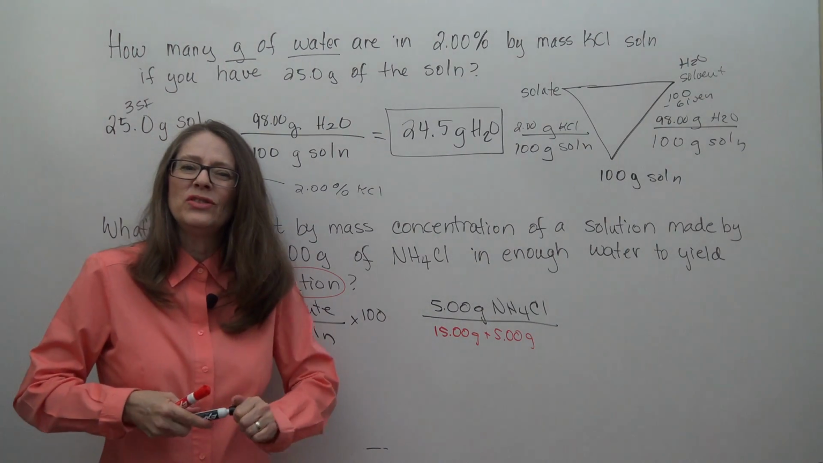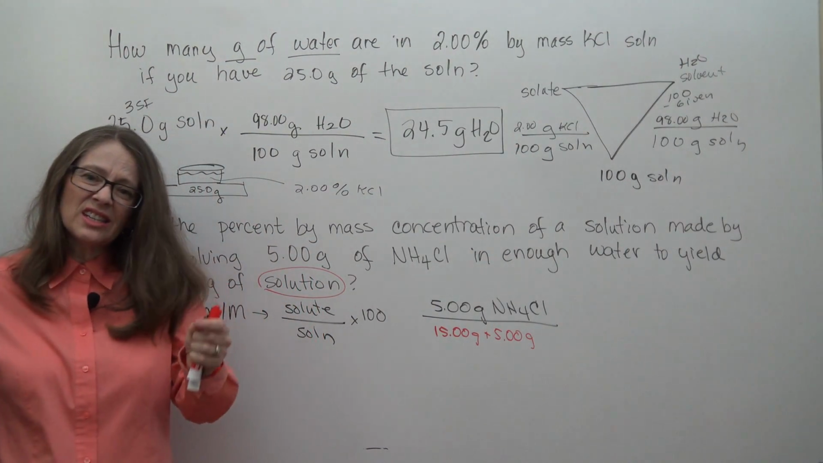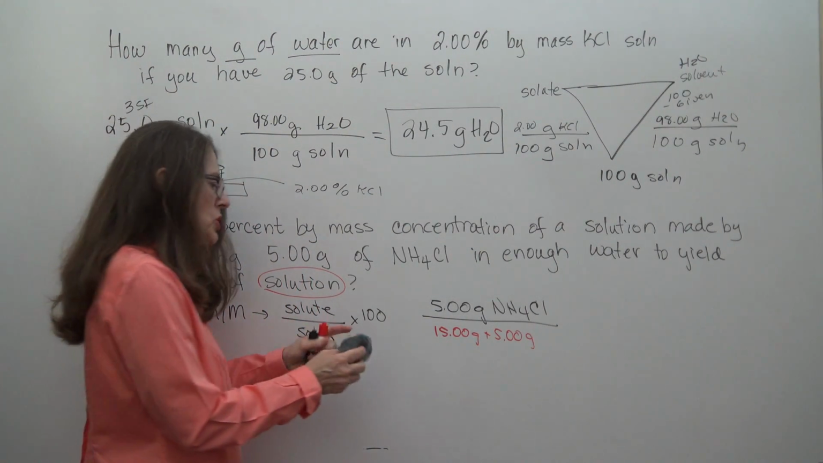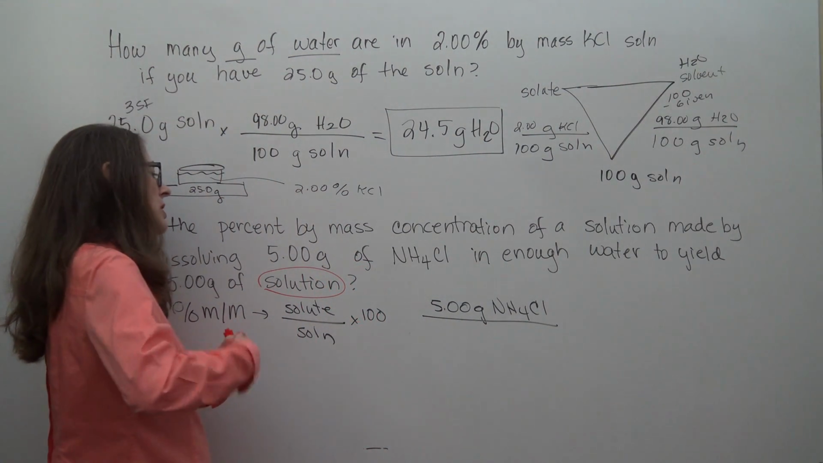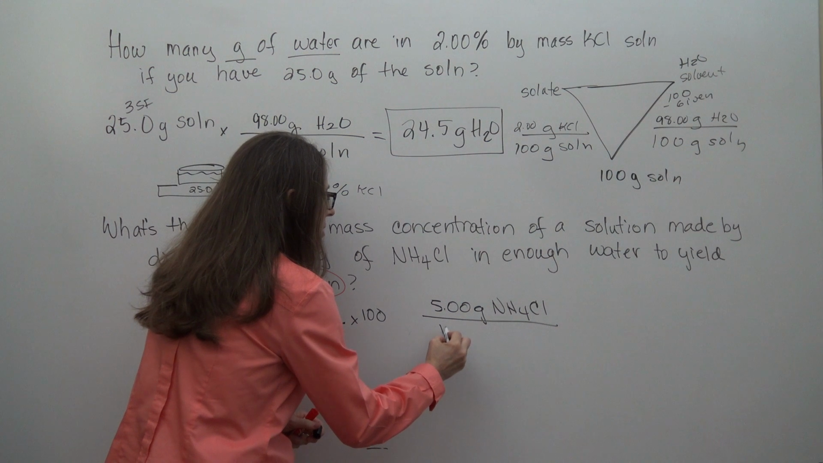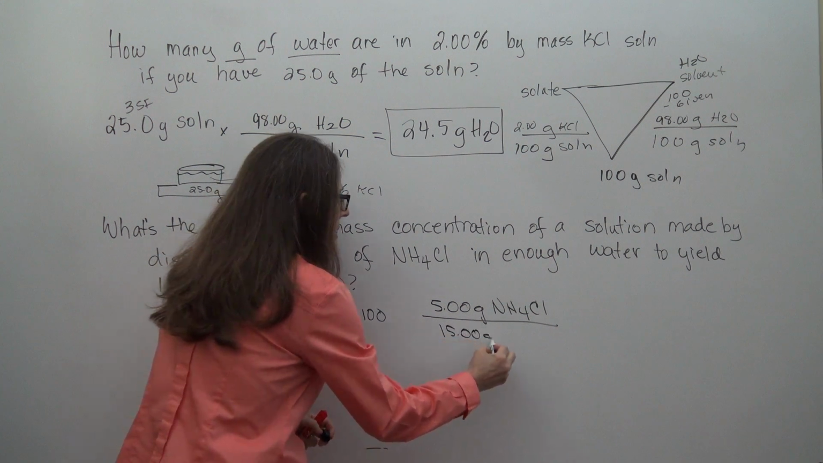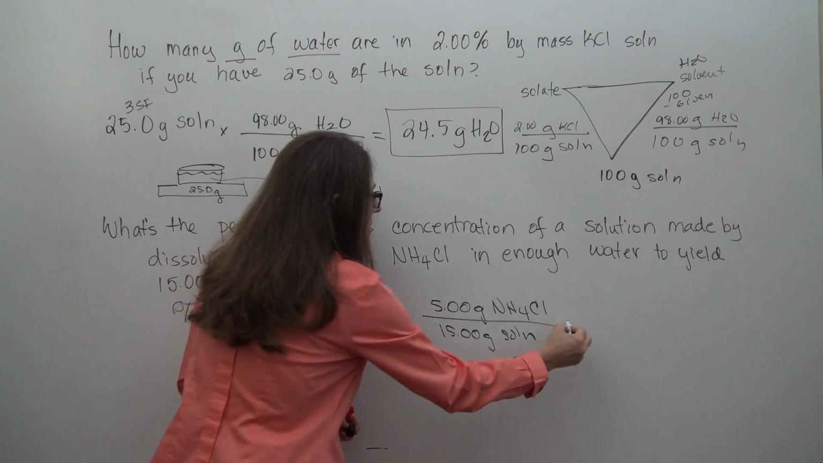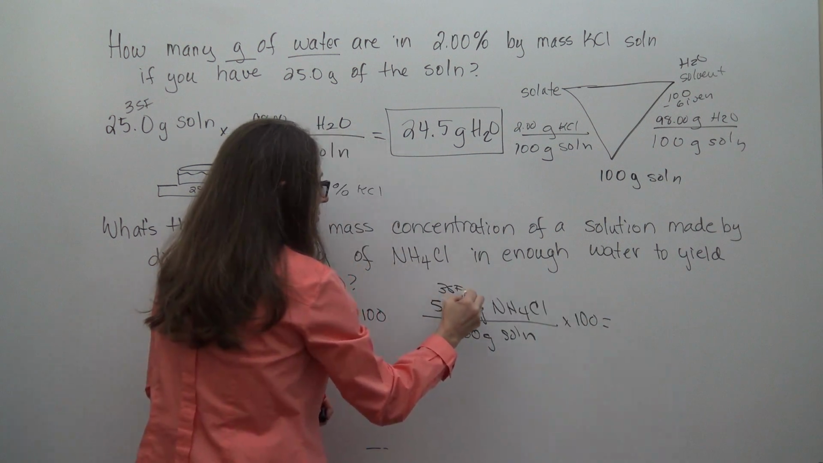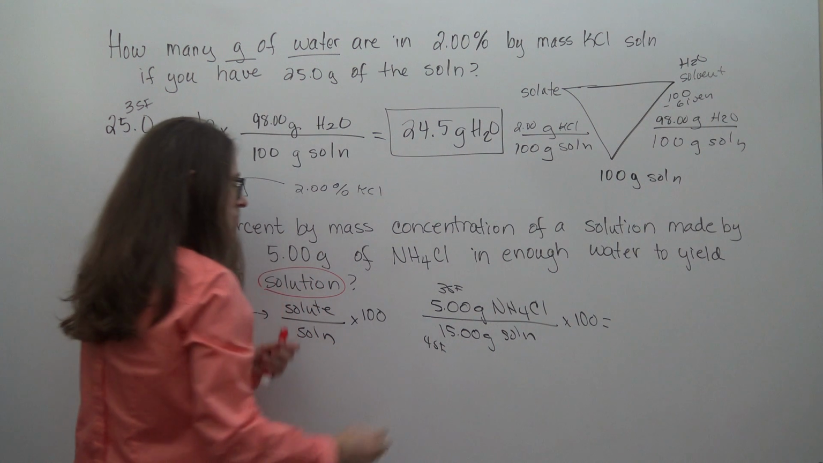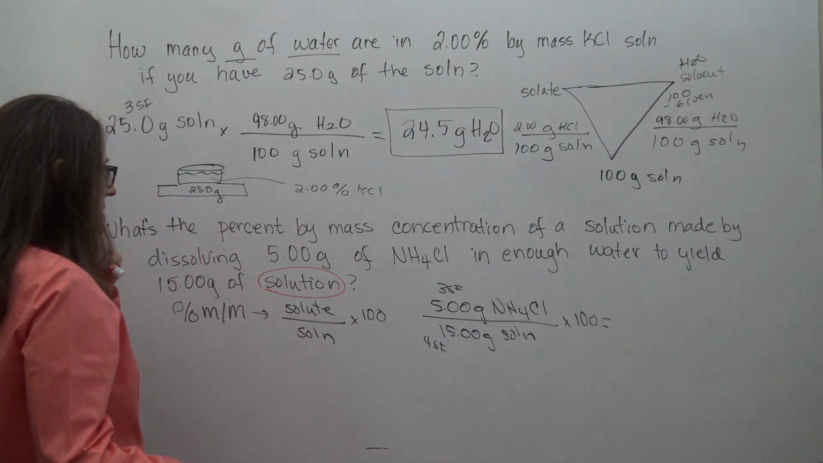They gave you the solution. They didn't just give you the water. They gave you the solution. So you don't have to add the 5 to it. Yeah, just put in the 15 times 100. I got 3 sig figs. I got 4 sig figs. The answer must be reported to 3.